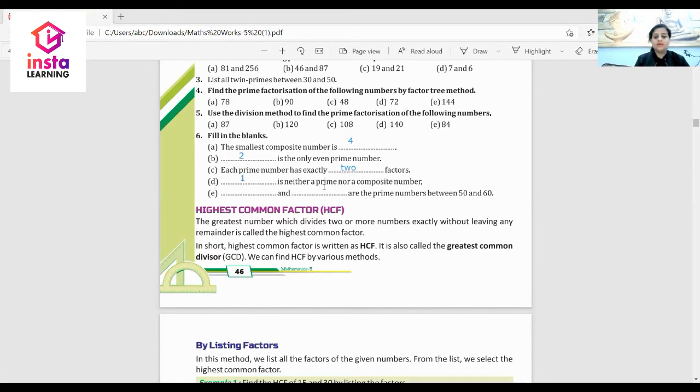And these are the prime numbers between 50 and 60. There are 3 numbers that are prime numbers between 50 and 60: 53, then 57, then 59. They are not divisible by any number other than 1 and the number itself. So you got it. Now what about the factors and the multiples also.